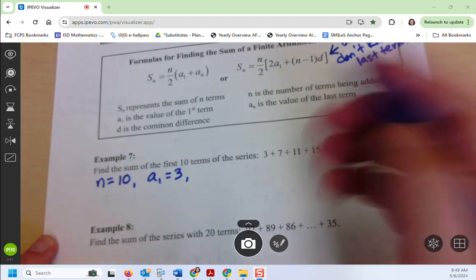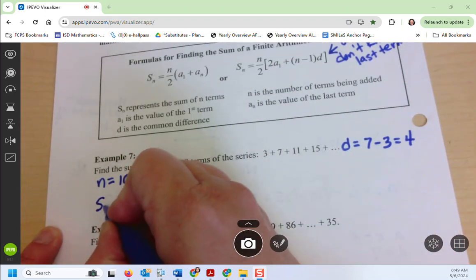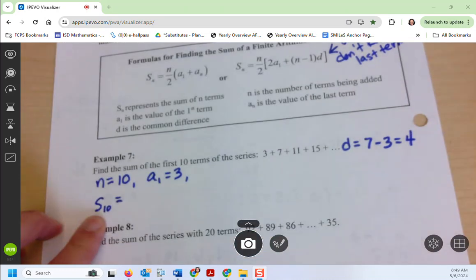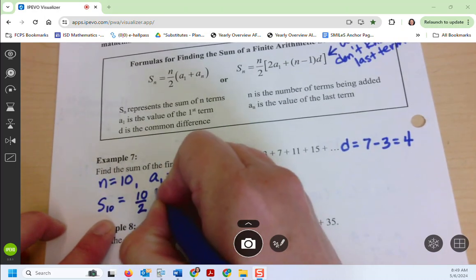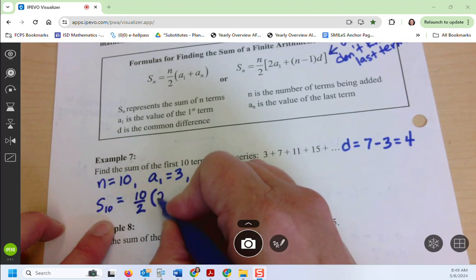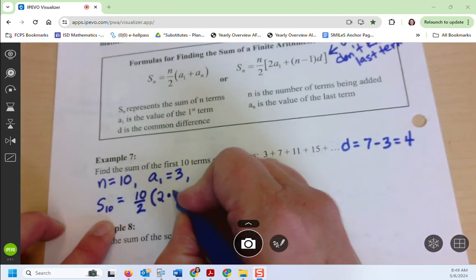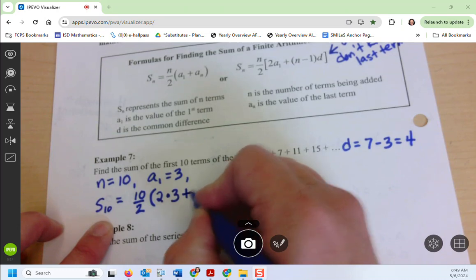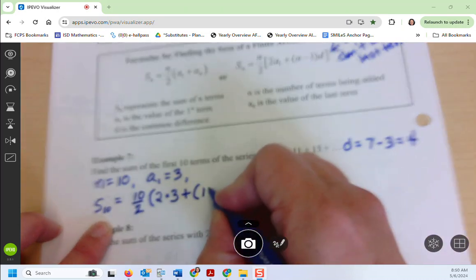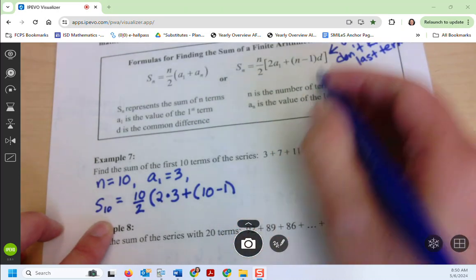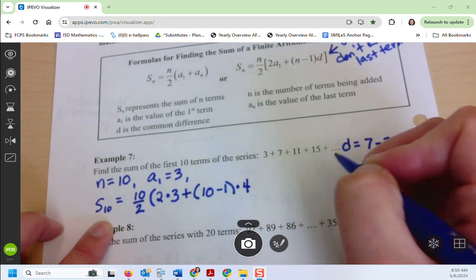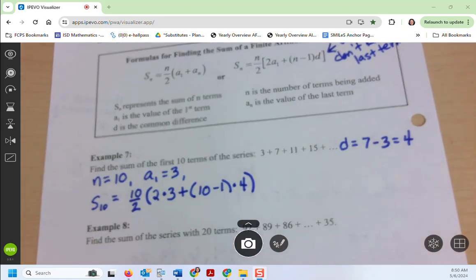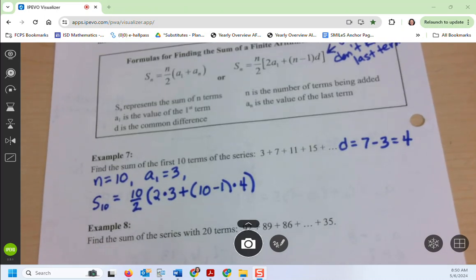All right, so let's see how you did. So we're going to put s sub n. Actually, you can write s sub 10 because it's the sum of the first 10 numbers. And then 10 over 2. That is going to be 2 times a sub 1, so 2 times 3, plus n minus 1, so 10 minus 1. And then times d, d is 4. And that's it, right? All right, so when you put that in your calculator, if you entered it correctly, you should get the right answer.